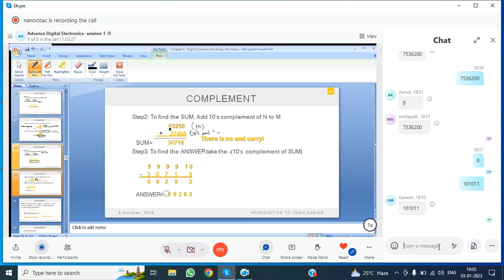If you add them up, you are getting 30718. To find the final answer, take the minus tens complement of the sum. So to this 30718, again you should take the minus tens complement of the sum. Finally you are getting the result.